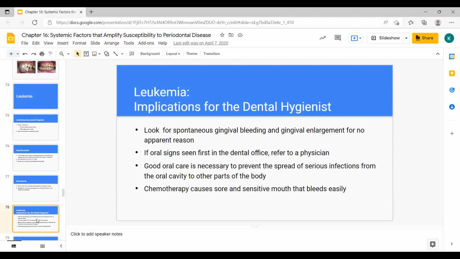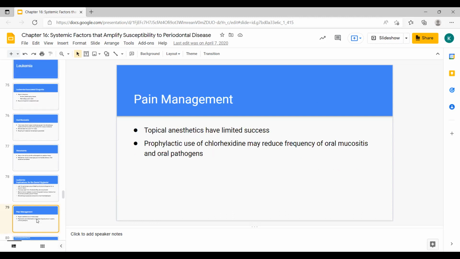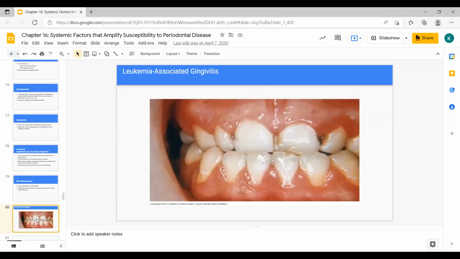So we want to look for spontaneous gingival bleeding, like we talked about before our midterm exam. If you see a patient with really heavy bleeding, not in conjunction with the amount of plaque they have, you want to refer to the PCP and have some blood work done, okay? Pain management: you can use topical anesthetics, like a numbing mouth rinse. And then chlorhexidine may reduce frequency of oral mucositis and oral pathogens, okay?